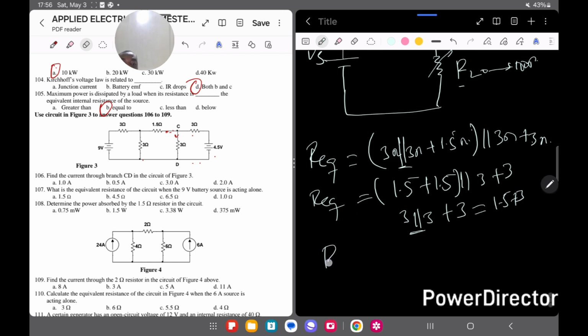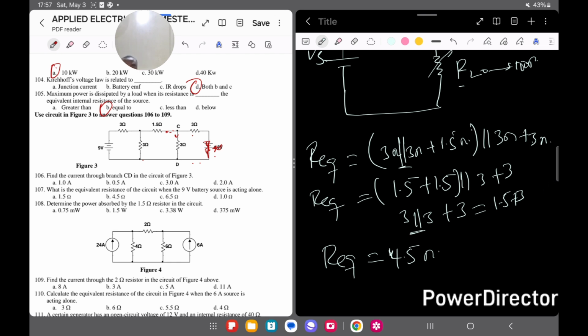So this becomes equal to 4.5 ohms. So 4.5 ohms is the overall equivalent resistance when you turn off, right? Remember, we turn off this one. When you turn off, the resistance is 4.5 ohms.